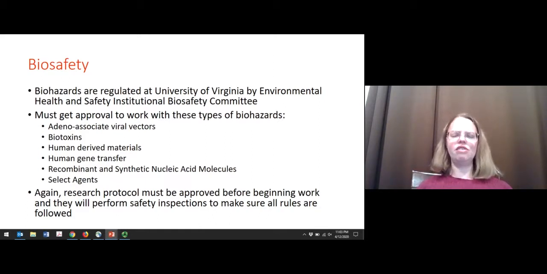If you use it wrong, those select agents can kill you, and so they're regulated by the government. They don't want those getting out to the general population. And again, any research protocol using any of these types of things must be approved before beginning the work. And then again, it's under Environmental Health and Safety, so the safety people come out and do inspections to make sure you're using the right kind of safety equipment, right? So for biosafety, there are often biosafety hoods that have to be used. There are different BSL levels for biosafety, 1, 2, 3, and 4, and so they're going to make sure that you're using all the proper protocols and safety and PPE and all of that to make sure that you're working safely.